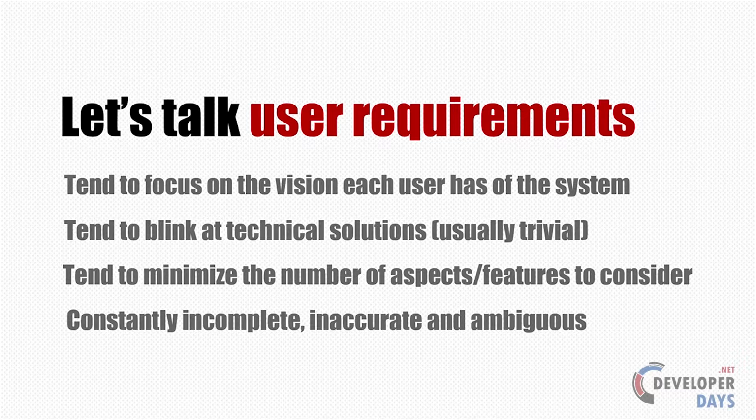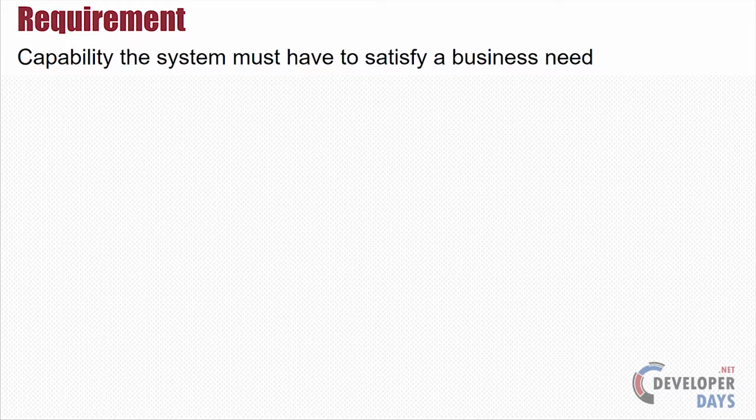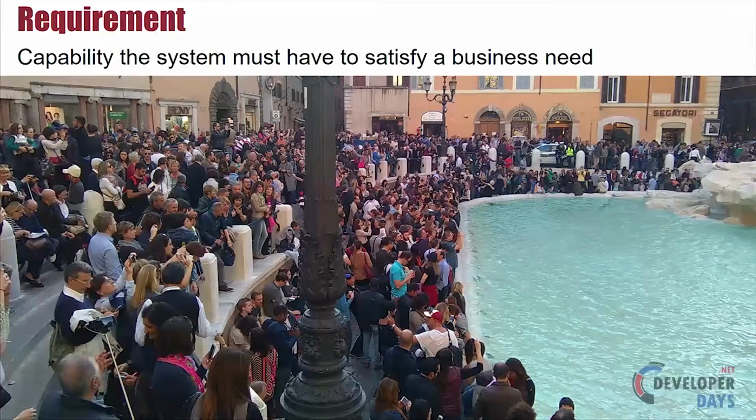User requirements are incomplete, inaccurate, and ambiguous. What is a user requirement? Definition: it is a capability that the system must have in order to satisfy a business need. I think that everybody can absolutely agree to this definition. But when you talk to users, this is what you experience.